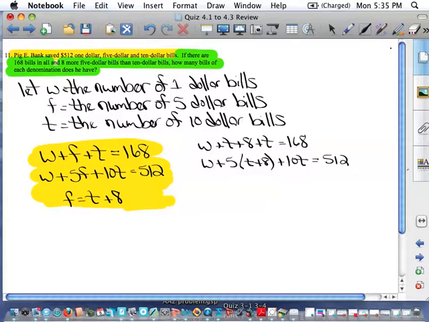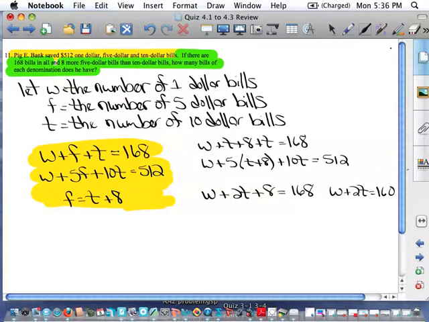So you'll have, for the first equation, w plus 2t plus 8 equals 168. So you're going to have w plus 2t equals 160. So now we're down to a 2 by 2.